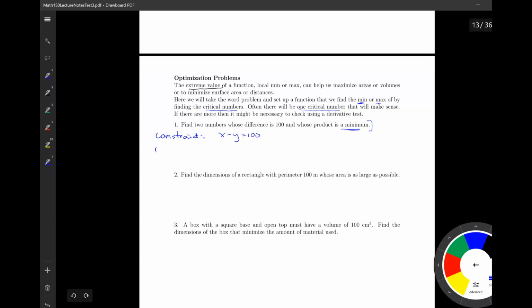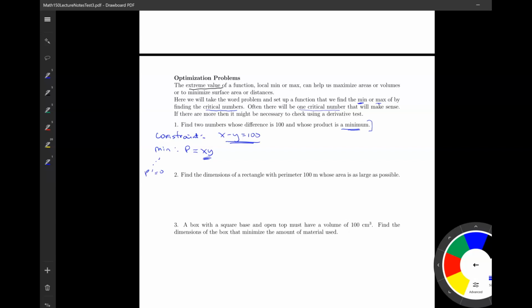Okay, so there's going to be something I'm going to want to minimize, and this one is the product. So this is the minimize. It's going to be the product, and I'll say p, and it's going to be x times y. So in my head, I'm thinking it's p that I want to take the derivative of and set equal to 0. So I see that I've got my product function in two variables. That's not good.